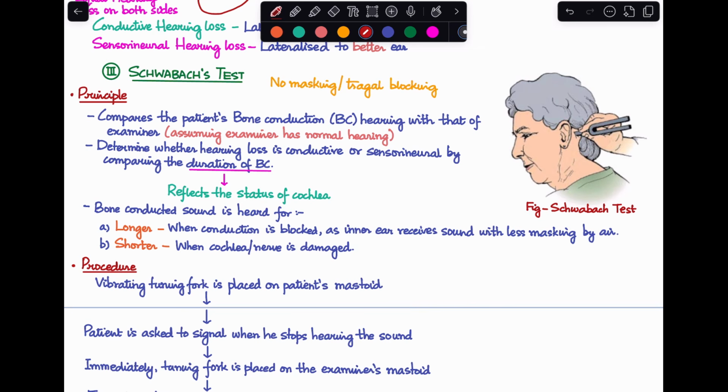So what we are comparing is the patient's bone conduction with that of the examiner, assuming that our examiner also has normal hearing. And second, we'll determine whether this hearing loss is conductive or sensory neural by comparing the duration of the bone conduction. Now, as I've mentioned multiple times so far, what does the bone conduction detect? It reflects the status of the cochlea.